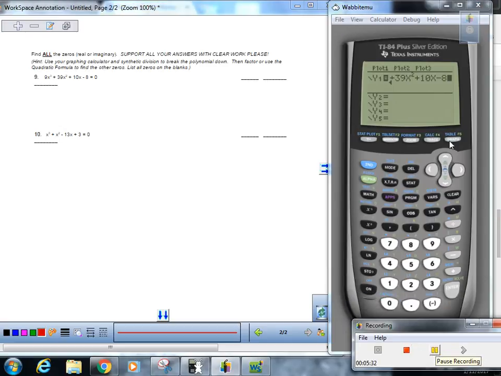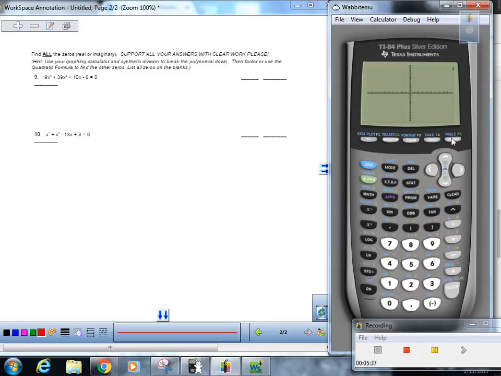Okay, so I put this in my calculator. Graph it. I'm expecting 3 solutions to this problem, and it looks like all 3 are on there. Okay, so 1 would be negative 1, 2, 3, 4.